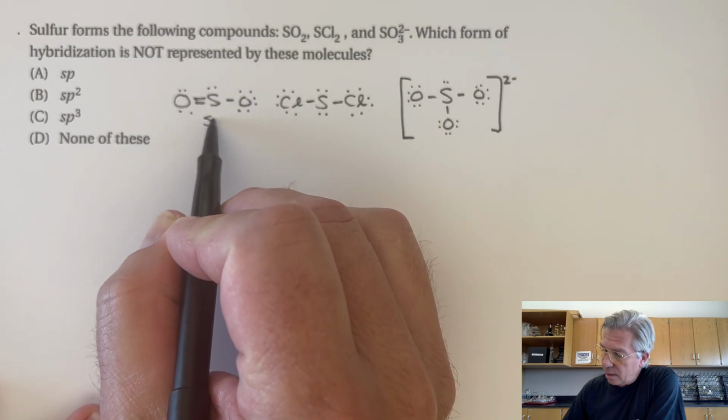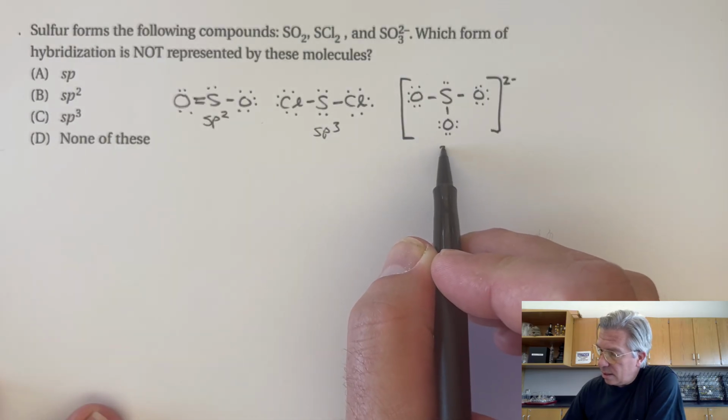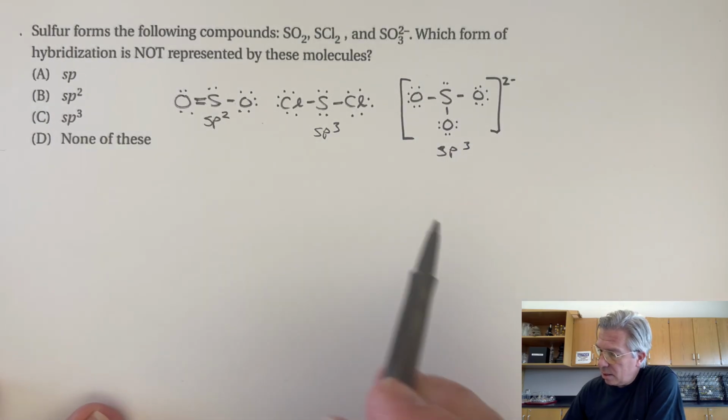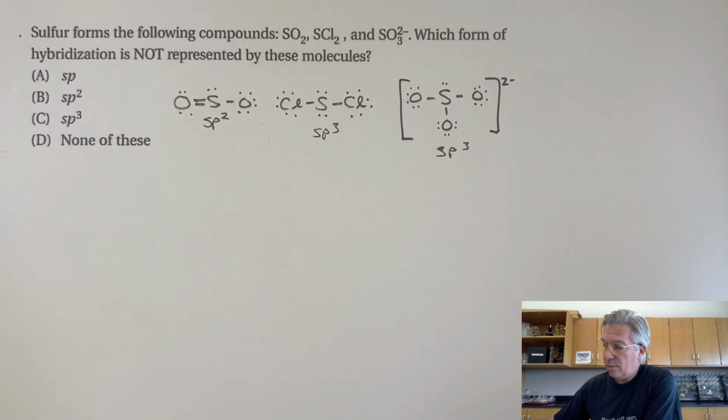That should be sp2. This is sp3, and this is also sp3. So that means sp is not shown in any one of those. So sp. All right, we just got a couple more.